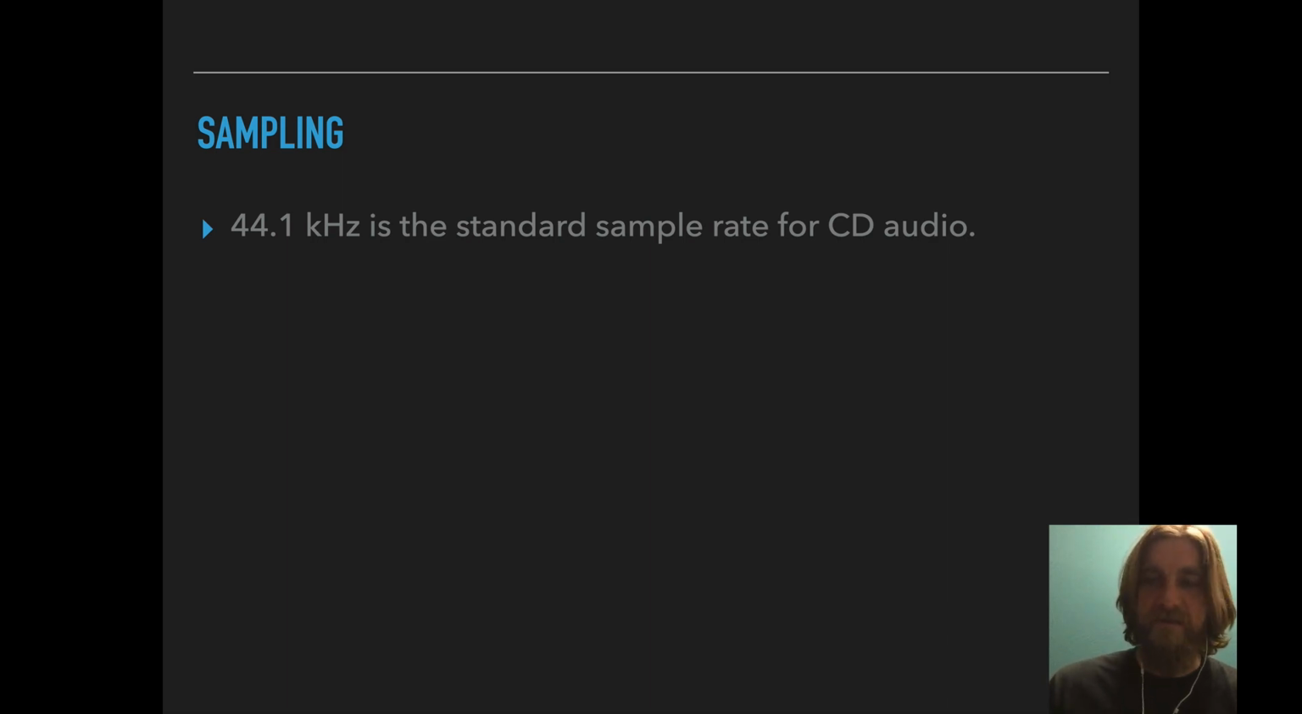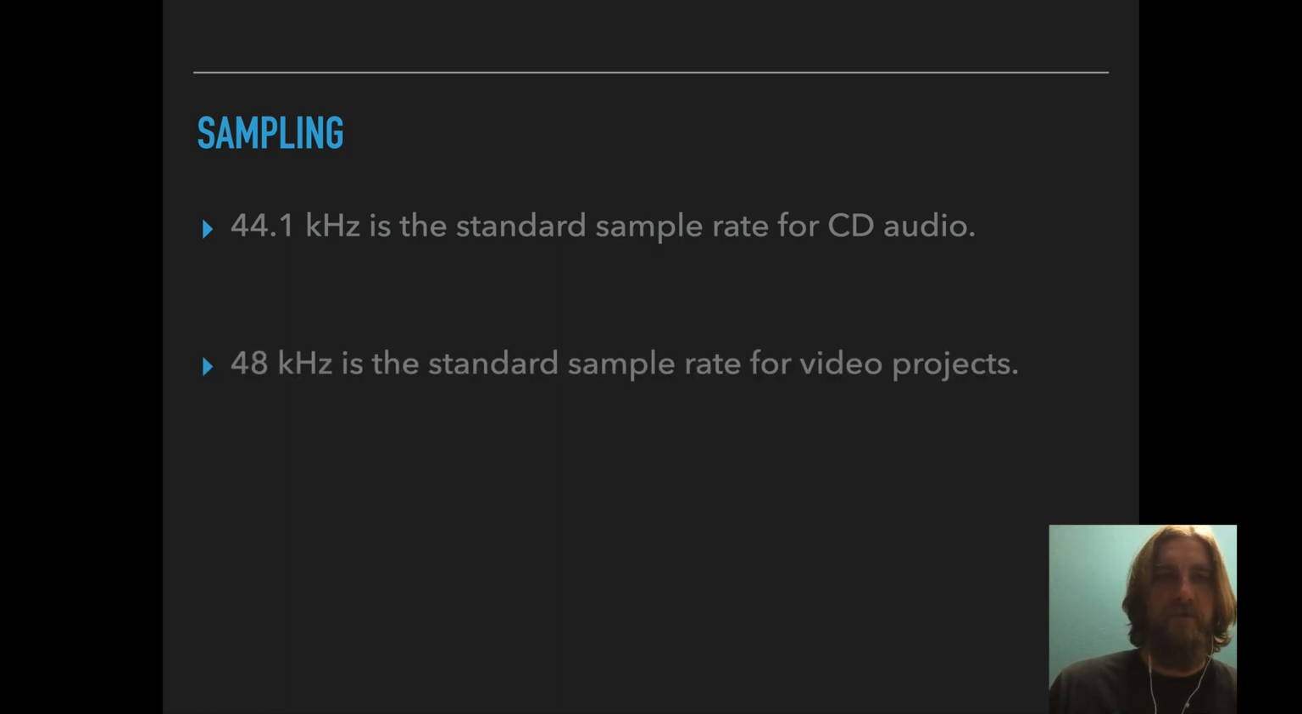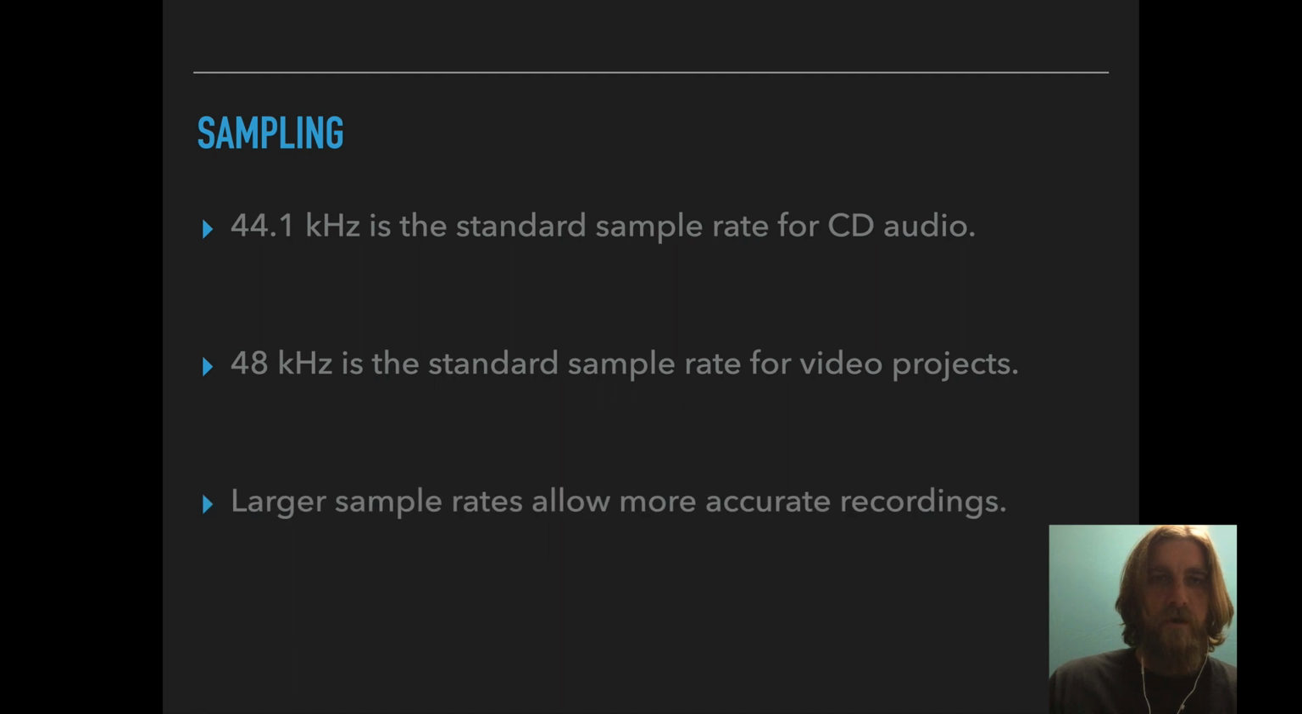Now that's not the standard sample rate for everything across the board. As you heard in the video, 48 kilohertz is the standard sample rate for video projects because it directly relates to the number of frames taken per second by your camera. And if you think about it this way, again, the higher the sample rate, the more accurate your recordings are going to be, the more representative of the real world sound they're going to be.